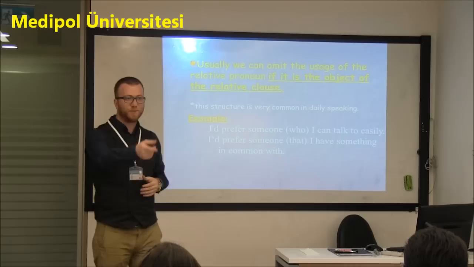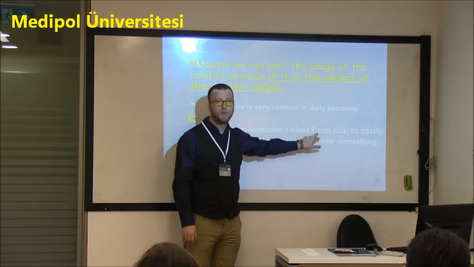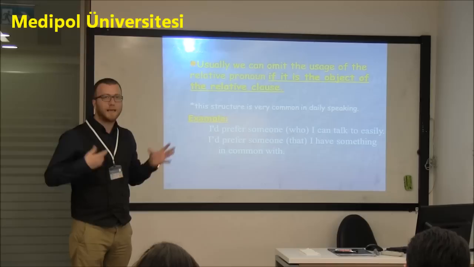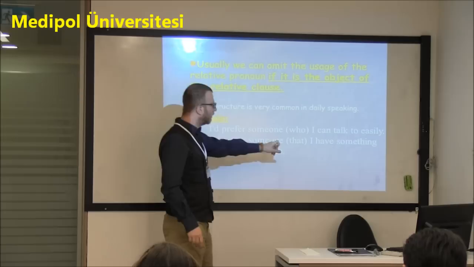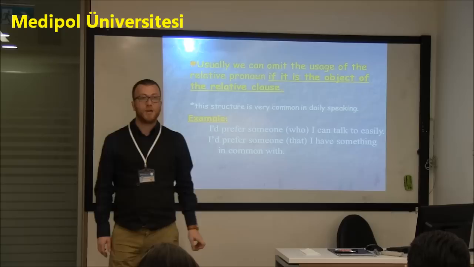Or in other words, just check whether we have a subject or not. If in the sentence the relative word is followed by a subject, what does it mean? That means the relative word functions as an object in the sentence, which also means that you can omit it because it will not change the meaning. It is possible to omit the relative word.